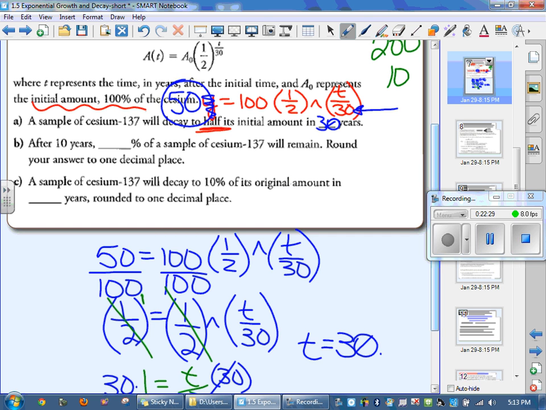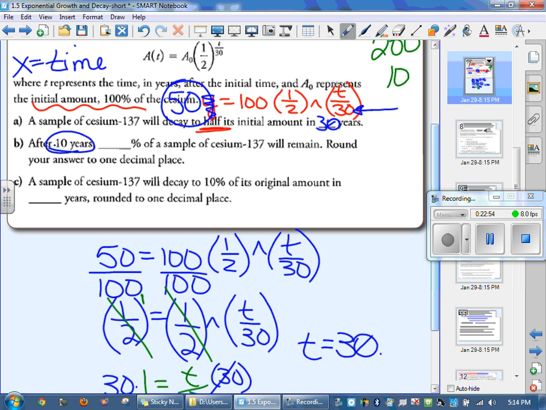All right, letter B is saying, well, how much do you have left after 10 years? Well, we know that X, or T, is time. So that means you can actually substitute it in where T is. So you can put in 10 over 30 as your exponent. And if you do that, you're just going to solve it. And it says round to 1 decimal place.